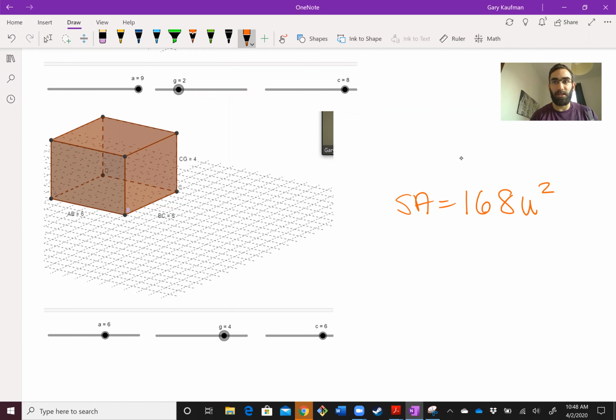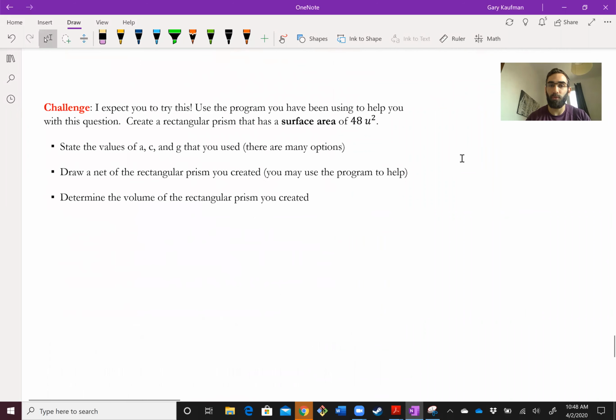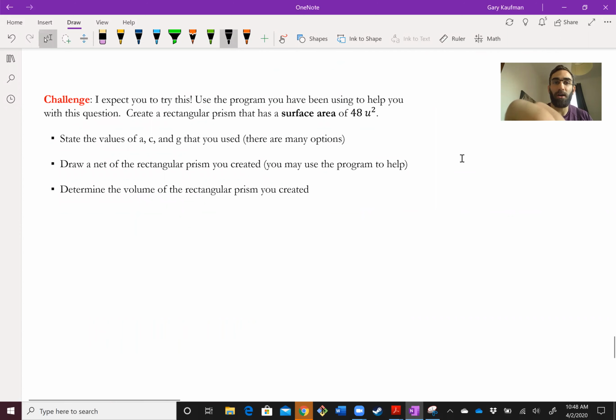Now the last one is a challenge question. I know it's going to be hard, but I expect you to do it. And feel free to take upwards of 20 minutes. I want you to struggle for this. Feel free to work with a partner on this. Create a rectangular prism that has a surface area of 48 units squared. So not the volume, the surface area. Then your goal is to then find the volume of that rectangular prism. So give this a shot.